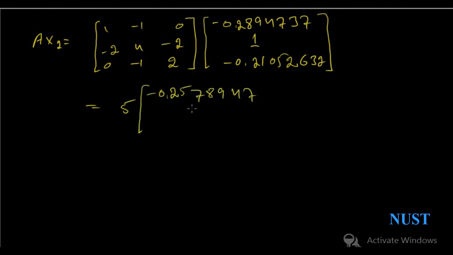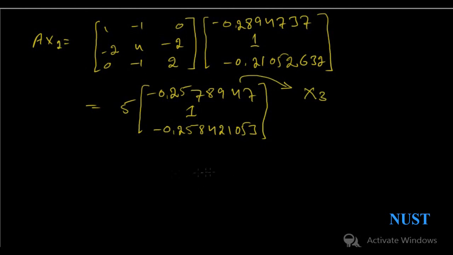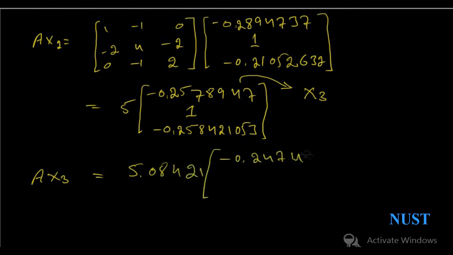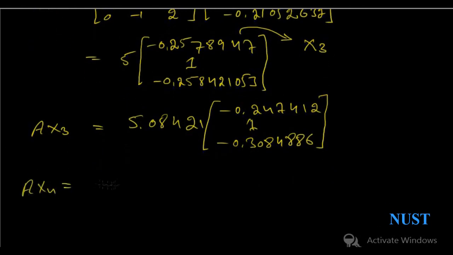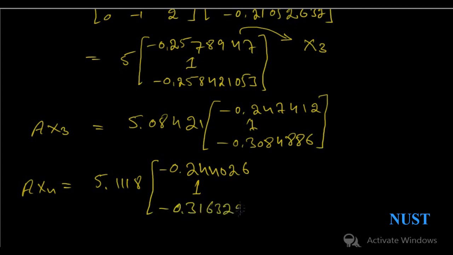So in the third iteration, the maximum eigenvalue is approximately 5, and the vector is x3. And finally we get a converged value, 5.118, and the vector x5 in the sixth iteration.